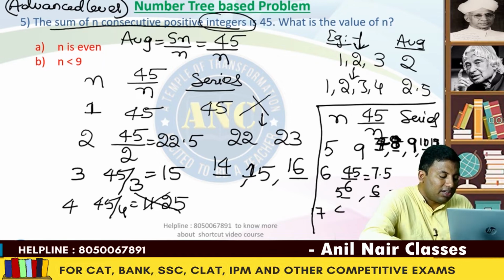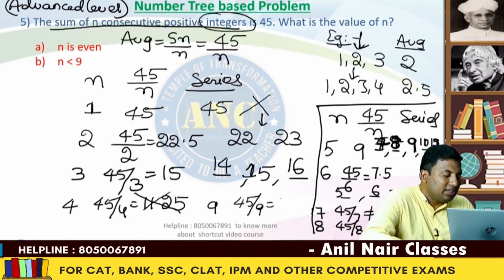7. 45 by 7. Decimals not possible. 8. 45 by 8. Again, 8 means the number of terms is even. I should get it in 0.5. n value 9.